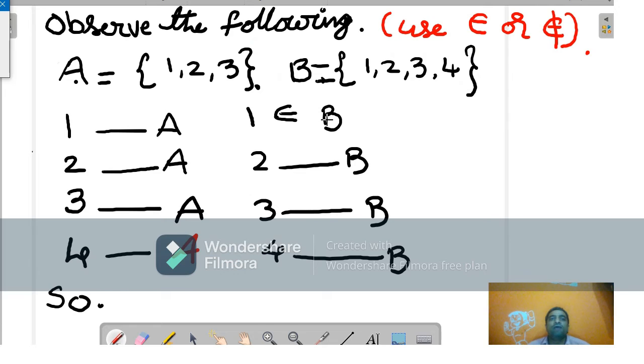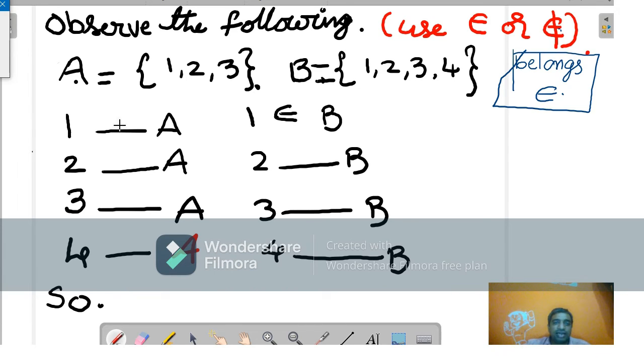Right. Now observe the following. So what is there here? Two sets are given. He is saying to use some symbols that are given. So what are the symbols? ∈ and ∉. What is this? This is nothing but the belongs symbol. And the second one is does not belong. So what is this? Let us see.